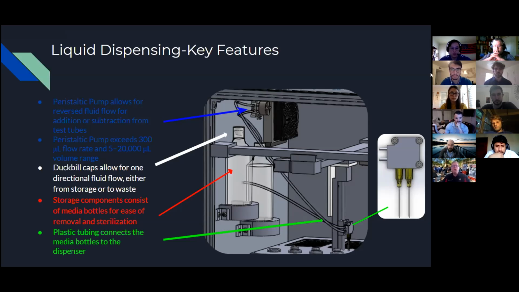The storage components we chose were the media bottles. This was for easy removal and sterilization of the bottles in a lab environment. Additionally, plastic tubing was used to connect the bottles to the dispenser. And additionally, we have included needles at the base of the dispenser to allow for liquid dispensation through the rubber caps on the test tubes. So the gas and the fluid are able to go into the test tubes, but also not escape them.